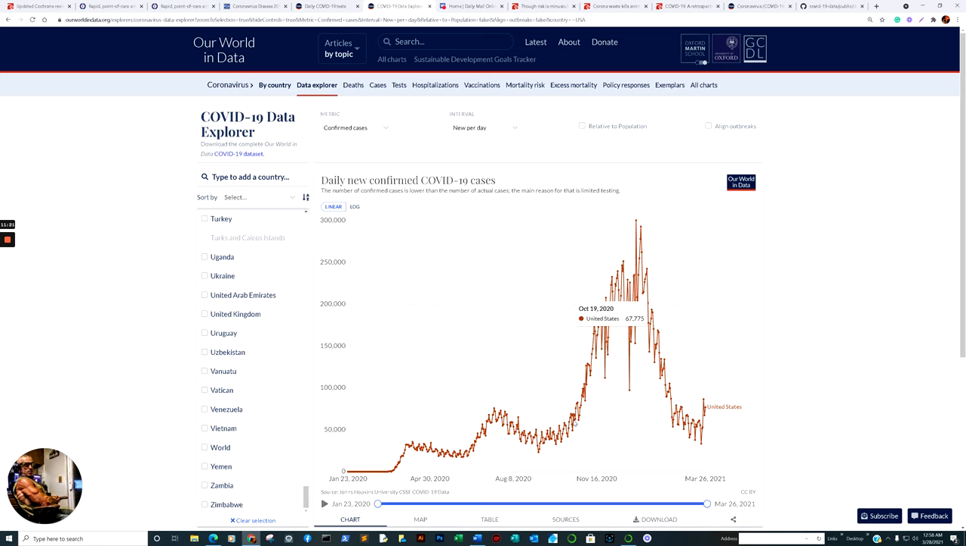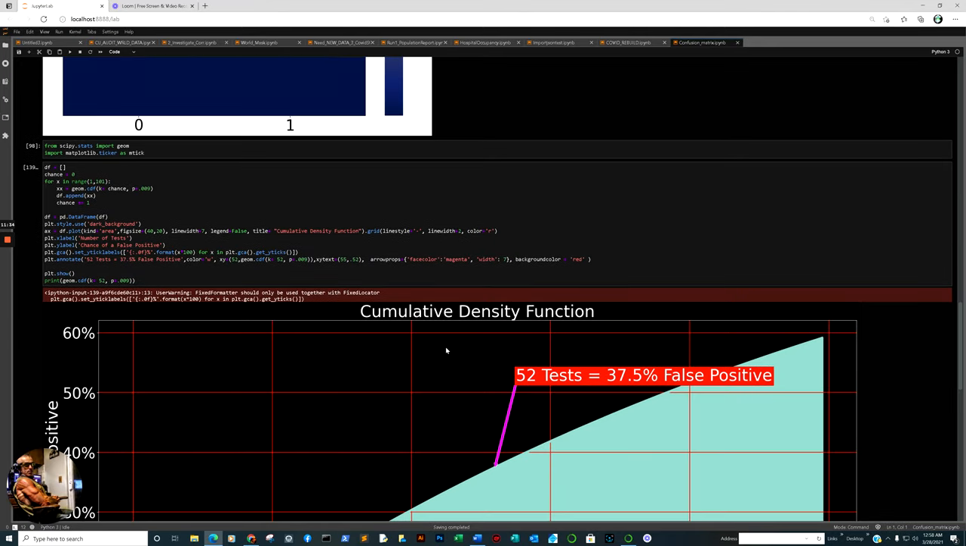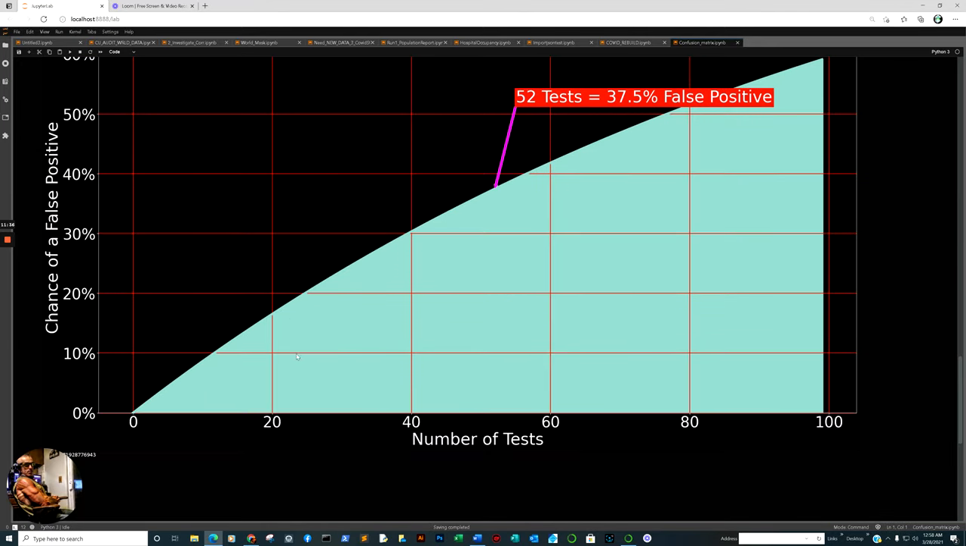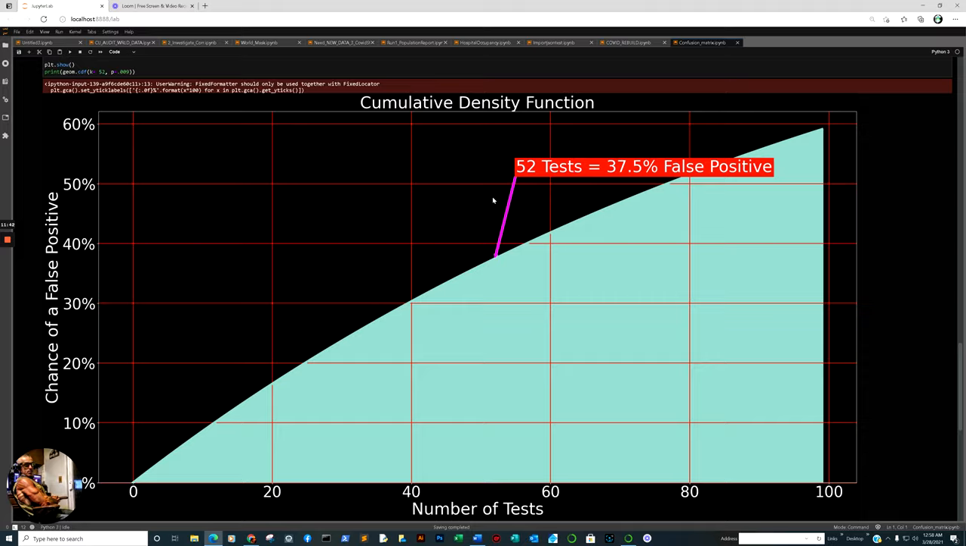All right, great. However, here we go. The problem is not necessarily with the initial test, and this is where the cumulative density function comes into play. Now, let's go back here. For those not familiar, this basically means, as we do tests, what is the chance, out of doing 52 tests, that an individual who never contracted COVID will actually end up testing false positive.